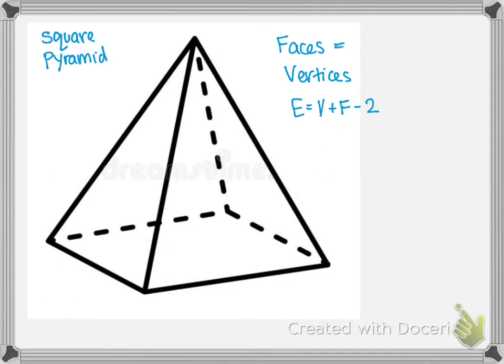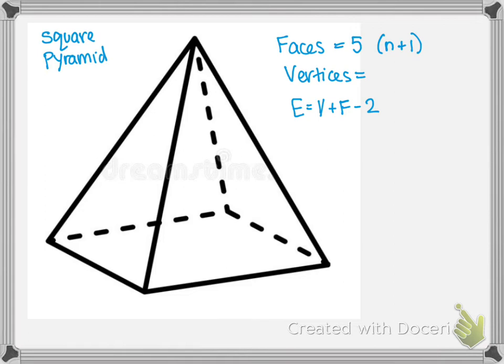So let's first look at the number of faces. This is a pyramid, so we can see that it has a base, and then it has triangles on every side of that base. So there are 4 triangles plus the base, which means there are 5 total faces. We also know that that's the same number of sides on the base plus 1.